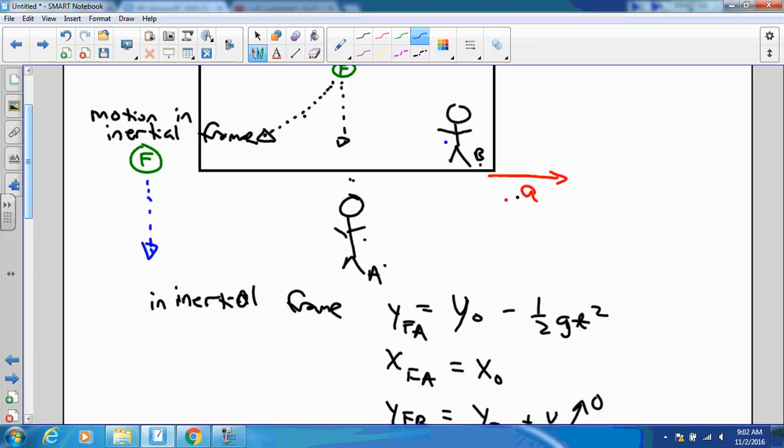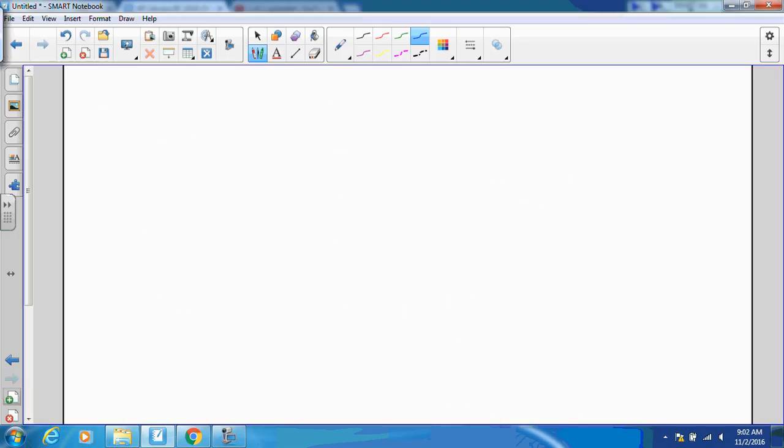So let's see how this can work out in a couple of situations. First of all, let's do the classic elevator problem. A man is standing in an elevator on a scale. The man has a mass of m. The elevator accelerates downwards at a.